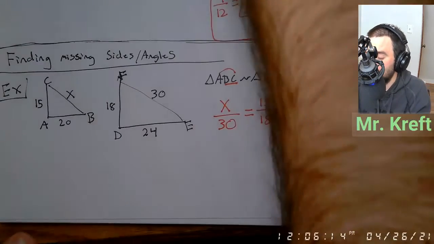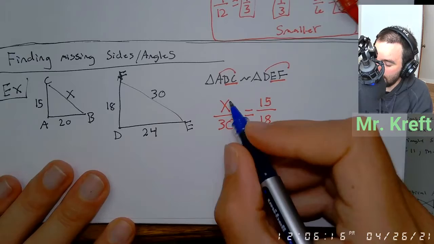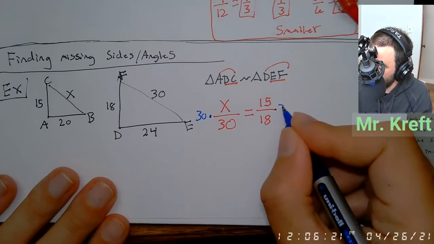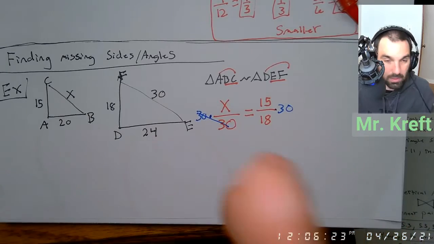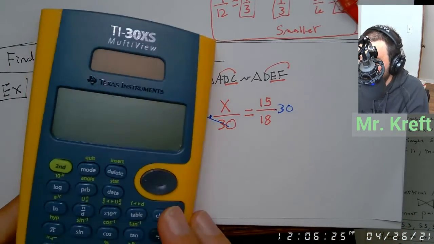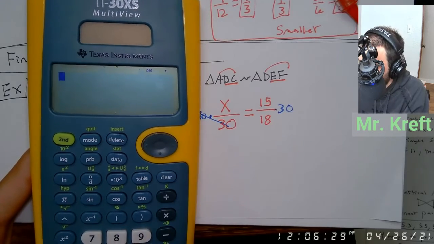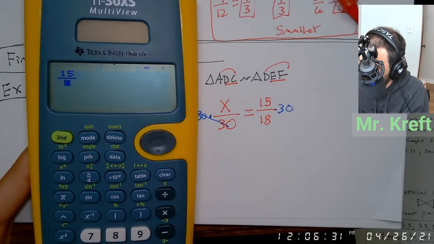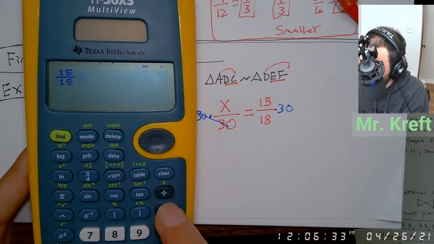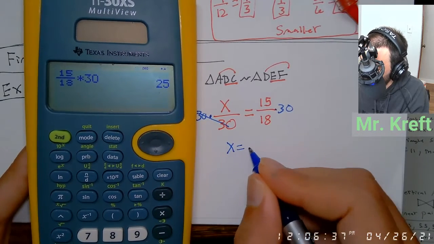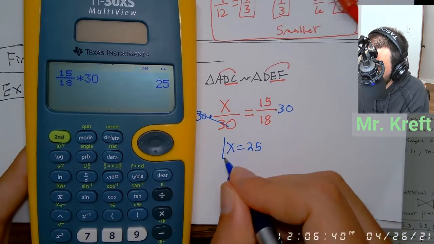Okay. So to solve this, it's X divided by 30. So I'm just going to multiply both sides by 30. And we don't freak out with fractions because this is just arithmetic, and a calculator will do all the arithmetic for us. So I'm going to have 15 over 18, I can make it look really pretty like this, times 30. And I get X equals 25.